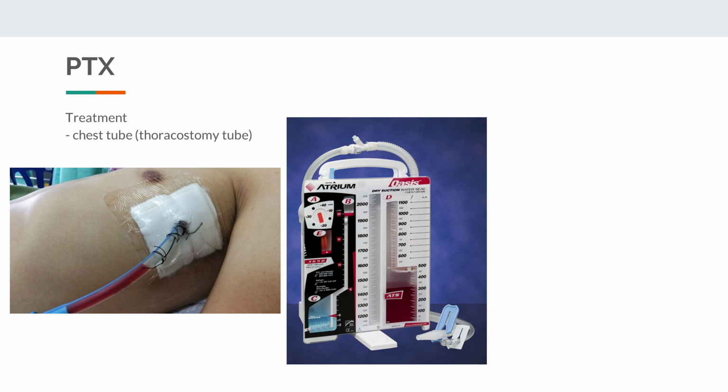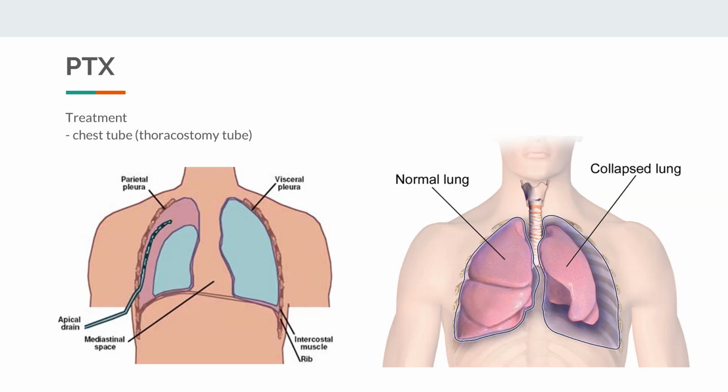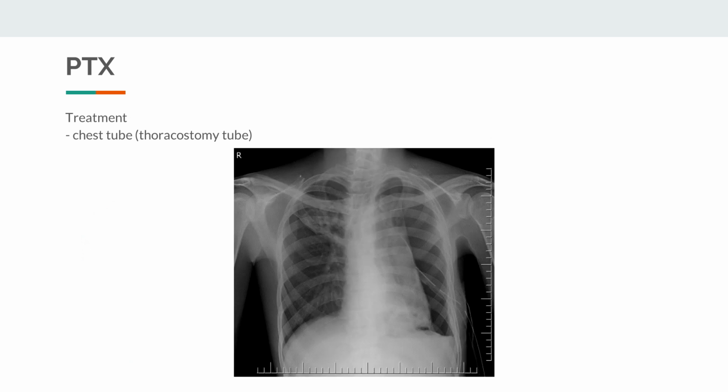Sometimes these also get hooked up to a vacuum source. The idea is that we're removing air from the pleural space, re-expanding the lung. After the chest tube has been placed, we will shoot a quick chest x-ray to confirm the placement. See if you can spot the side of the pneumothorax and identify the chest tube.